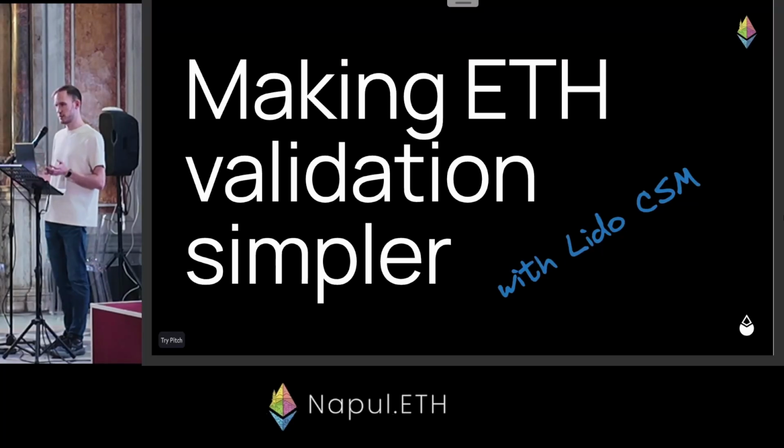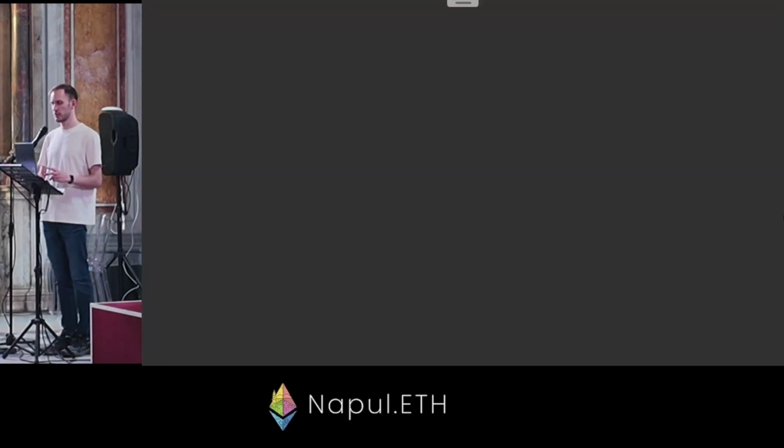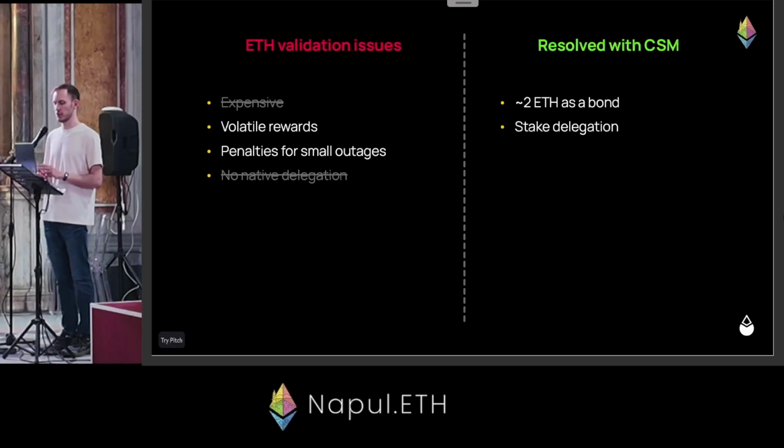And we have an answer to it. It is the Lido Community Staking Module. It is Lido on Ethereum's first module with permissionless entry, allowing other operators to join the Lido validator set just by providing a relatively small bond. So to create a validator, instead of 32 ETH, you have to provide just a small amount as a bond, around 2 ETH, and the rest of this ETH will be provided to your validator by the protocol itself, from the other ETH holders, right? So this actually solves two Ethereum validation issues at once.